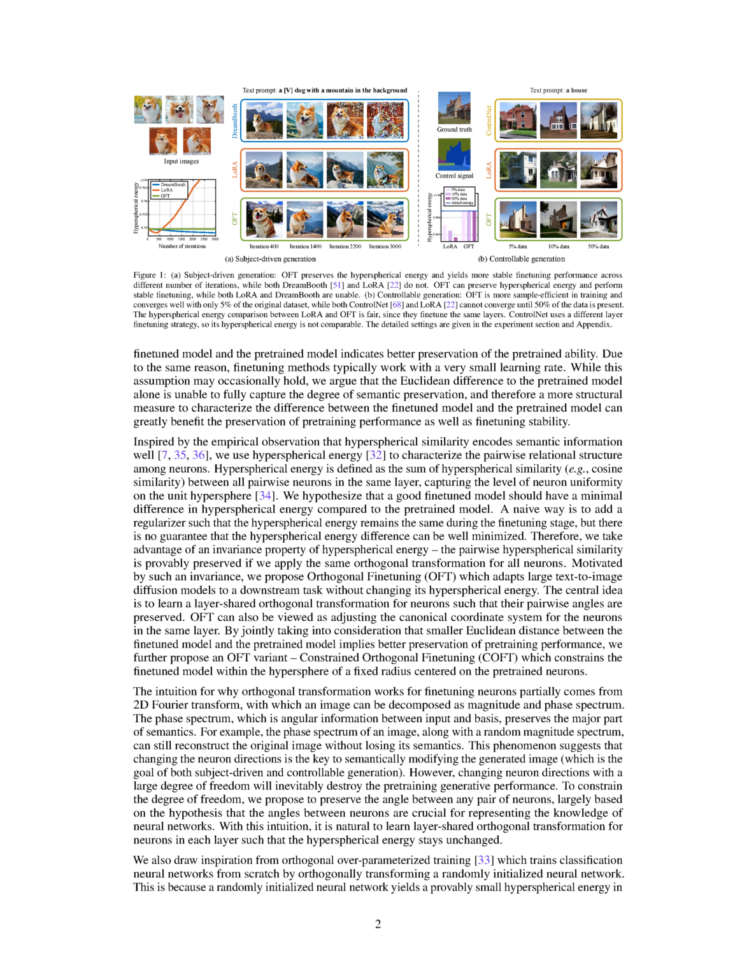However, altering neuron directions extensively can negatively affect the pre-training generative performance. To address this, we propose preserving the angle between any pair of neurons, following the assumption that these angles are crucial for representing the knowledge of neural networks.